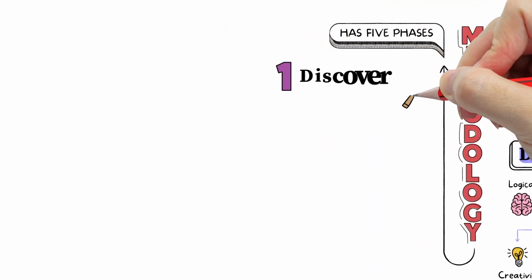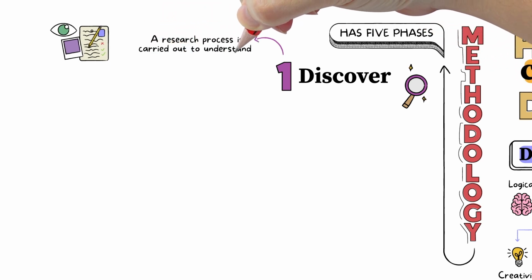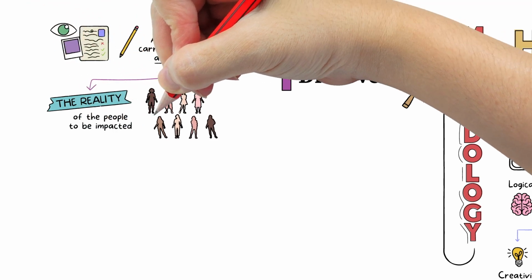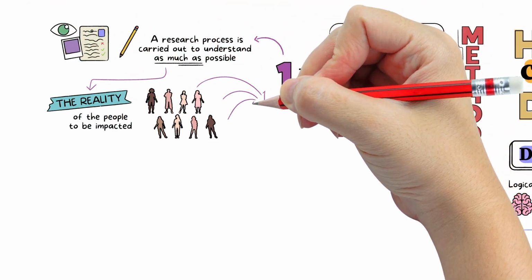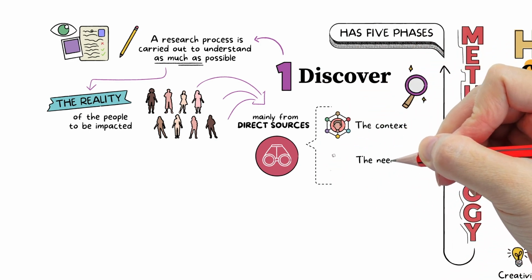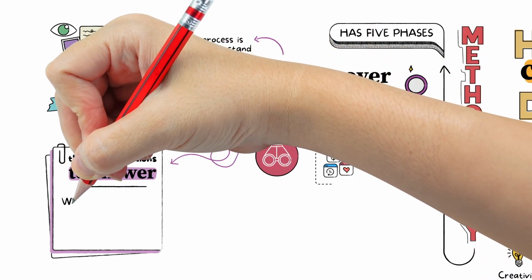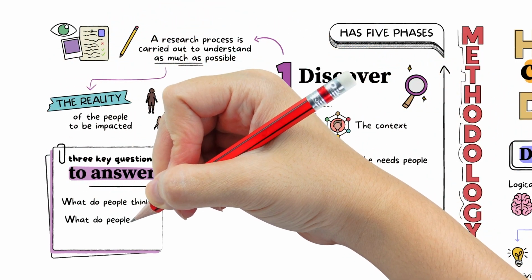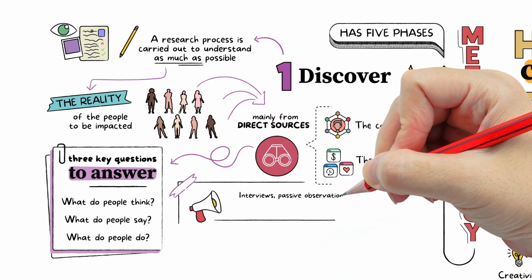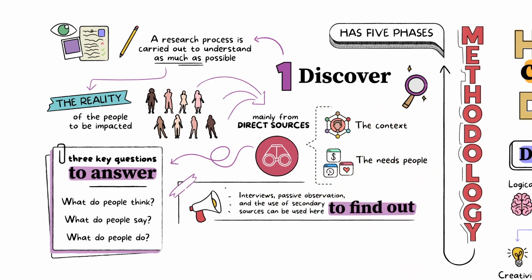1. Discover. In this phase, a research process is carried out to understand, in as much detail as possible, the reality of the people to be impacted. It involves researching information, mainly from direct sources, to understand the context and the needs of the people. There are 3 key questions to answer at this stage. What do people think? What do people say? What do people do? Interviews, passive observation, and the use of secondary sources can be used here to find out.